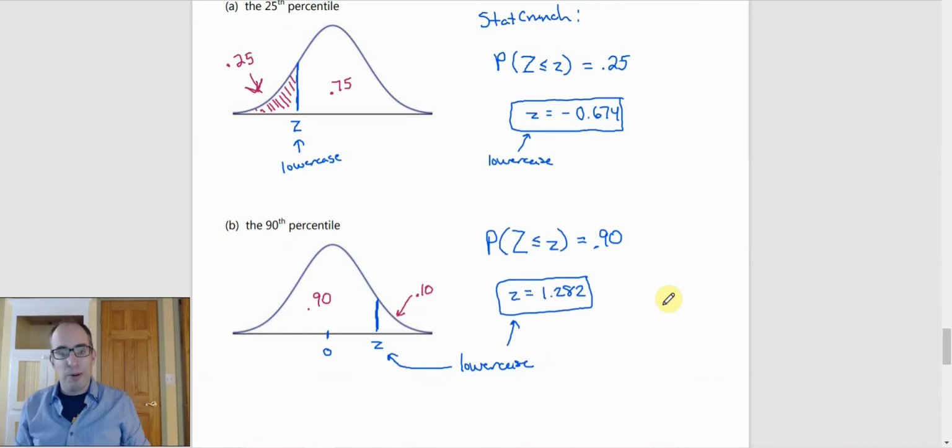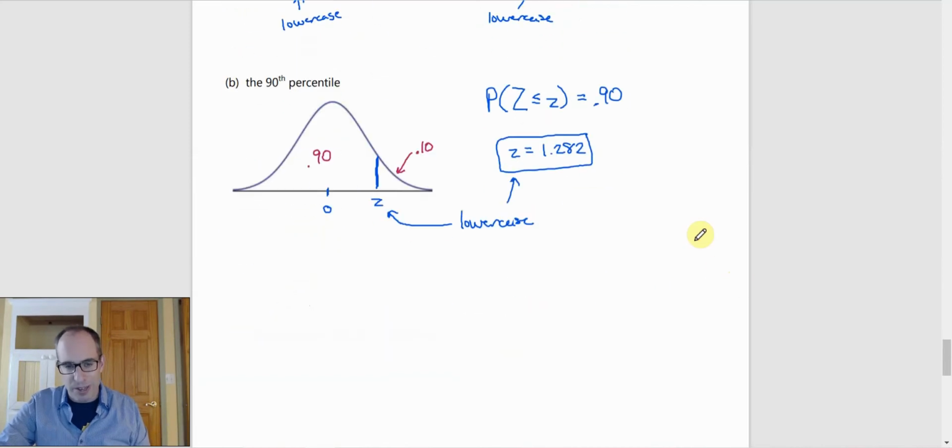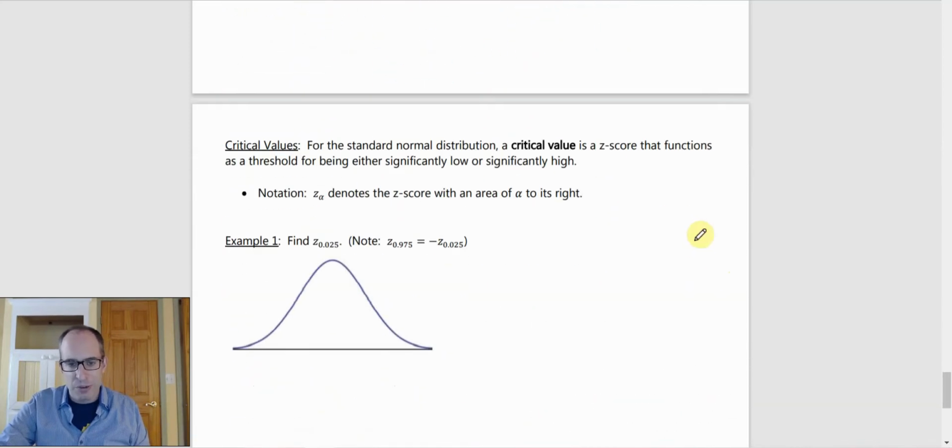You specify the probability, and then StatCrunch gives you the cutoff, as opposed to before, where you specified the cutoff, and StatCrunch gave you the probability. All right, one last thing, and it's related to the percentiles, this idea of a critical value.